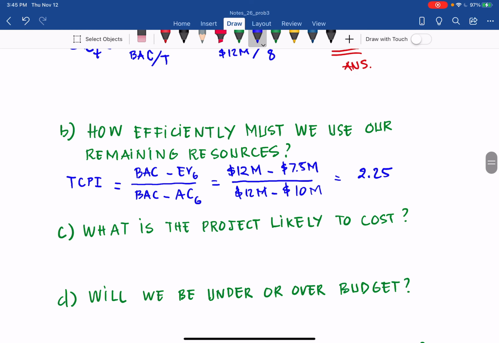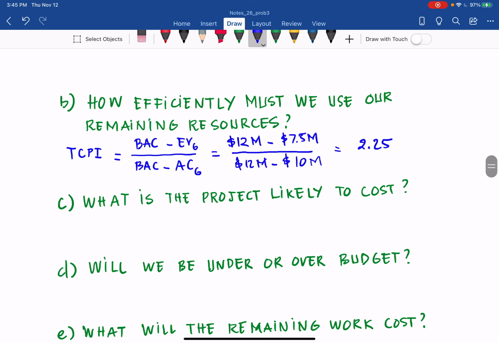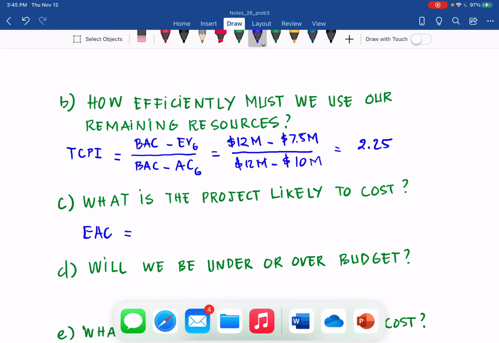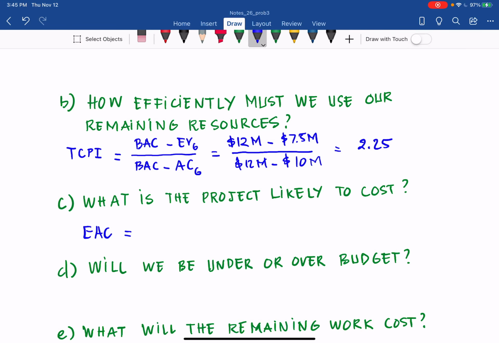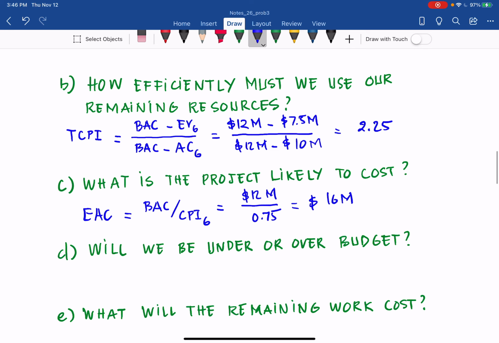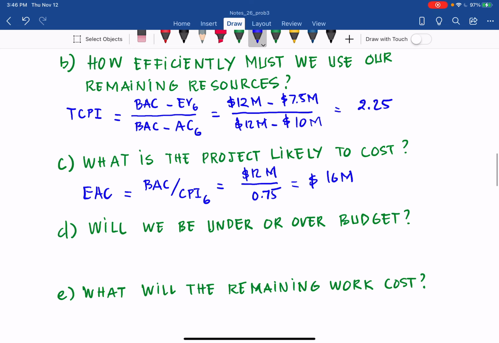C, what is the project likely to cost? So it will be the estimate at completion, and the equation for us is EAC equals BAC over CPI. So we have BAC over CPI as of 6 months. So we put in 6. So it's 12 million divided by 0.75 from problem 2. So we have 16 million. So it means that the budget is 12 million, but most likely this project is going to cost 16 million. Will we be under or over budget?